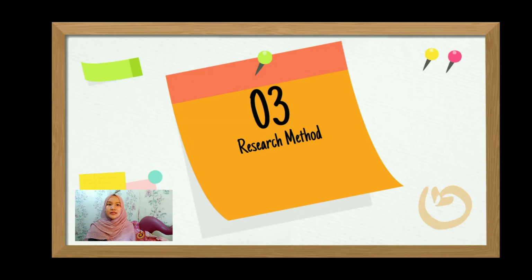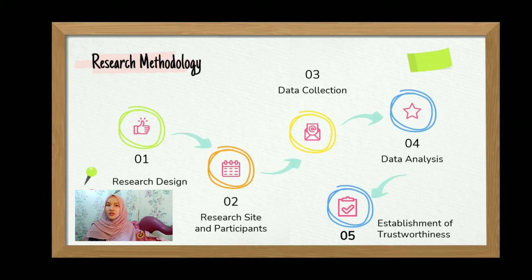The third part is the research method. In research methodology, there are 5 sections. First, research design. Second, research site and participants. Third, data collection. Fourth, data analysis. And fifth, establishment of trustworthiness.